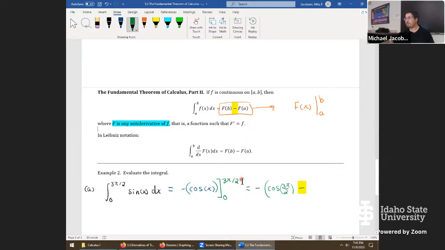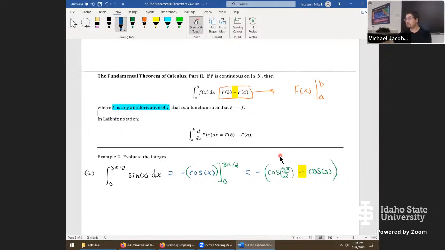So we're done with the upper limit. We've got our negative sign. Then just throw in the lower limit of 0. It goes inside cosine 0. So cosine 0 here, and that's the minus F of A part. All that's left to do is just simplify this all together.